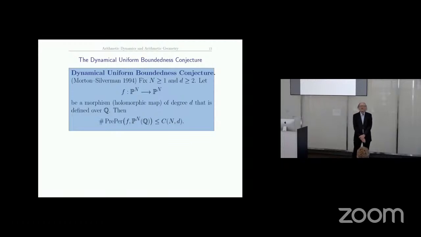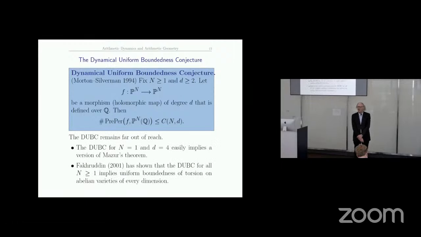which Patrick Morton and I formulated for projective space. It says that if you look at n-dimensional projective space and look at maps f of degree at least 2, so degree d, say, and the map is given by polynomials with rational coefficients, then we can look at the periodic points or preperiodic points that have rational coordinates, and the number of preperiodic points with rational coordinates should be bounded by a constant that's basically independent of the map. Just depends on the dimension of the space and the degree of the map.